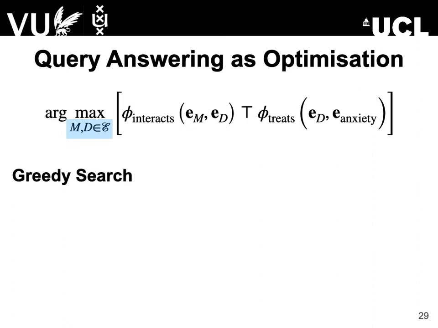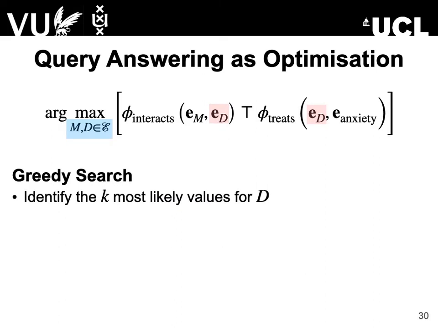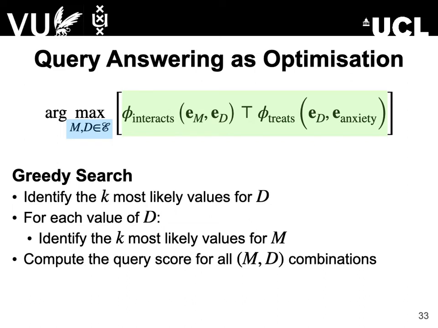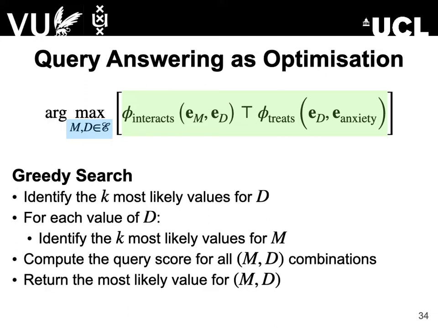We experimented with a very simple greedy approach to solve this problem. We first start with the variable D and search for the k most likely values for D by finding the top k treatments for anxiety according to the neural link prediction model. Then, for each of the candidate values of D, we identify the most likely values for the variable M. And then we compute the query score for all generated pairs of values for M and D, and return the most likely values for M and D.